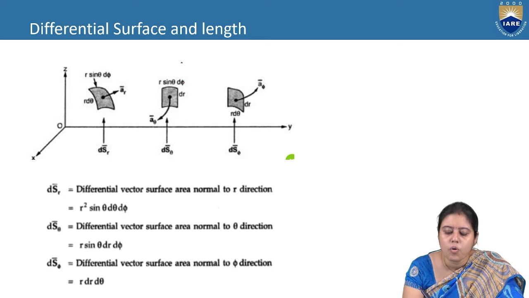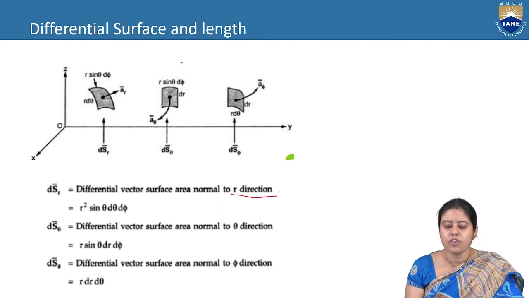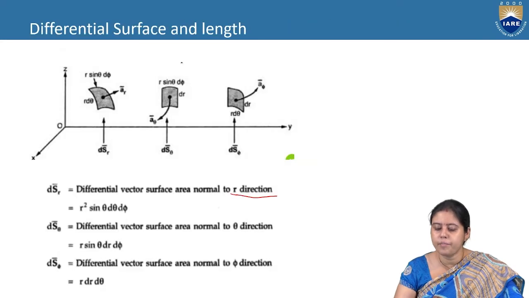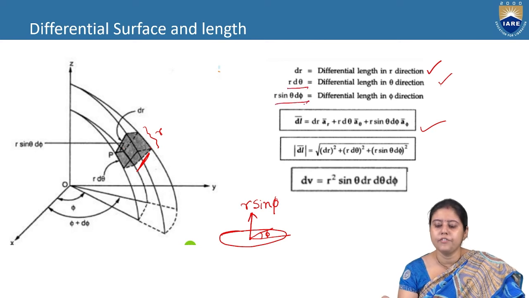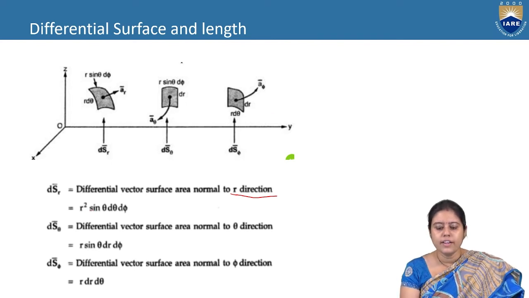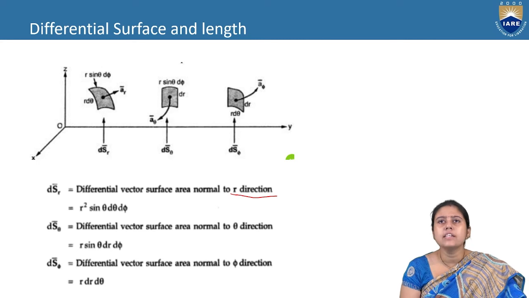What are the surfaces? When the radius is constant, first we will start. The radius is constant, so what are the variables? The variables are r d theta and r sin theta d phi. So what will be the surface? The surface will be r square sin theta d theta d phi. When the height is constant, meaning theta is constant, what will be the value then? r sin theta, this is for the angle, into dr d phi.